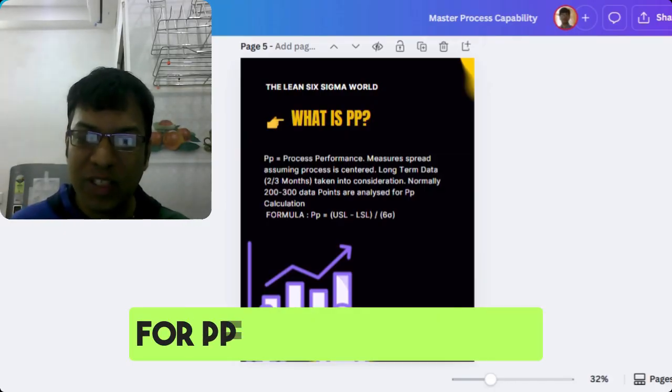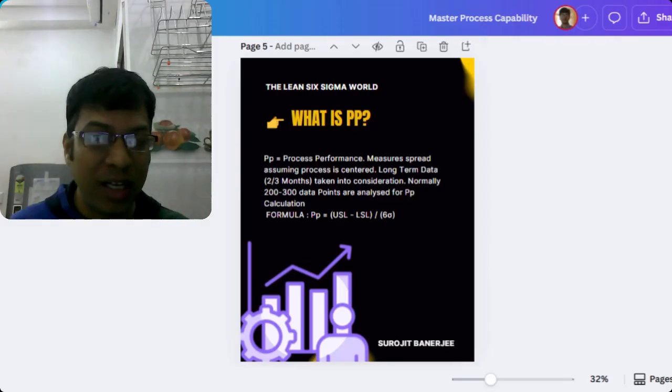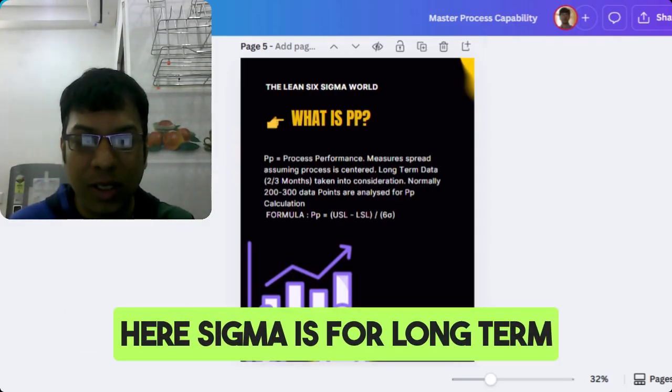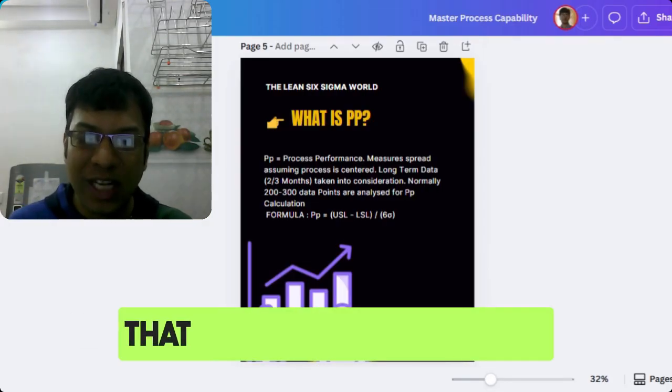This is the formula for PP, the same USL minus LSL divided by 6 sigma. Here sigma is for long term, and in CP the sigma is for short term. That is the only difference.